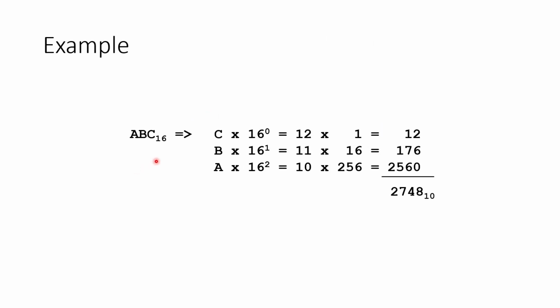And here A, B, C, we have seen that A means 10, B means 11, and C means 12. That's why 12 multiplied by 16 to the power 0, and 16 to the power 0 is equal to 1. So 12 multiplied by 1. 16 to the power 1 is equal to 16, that means 11 multiplied by 16. 16 squared is equal to 256. That's why A multiplied by 16 squared is equal to 10 multiplied by 256.